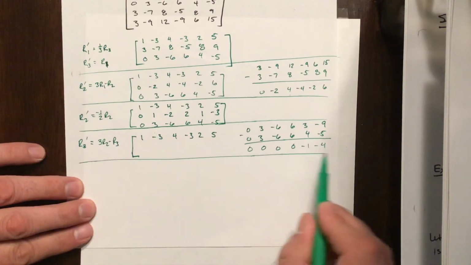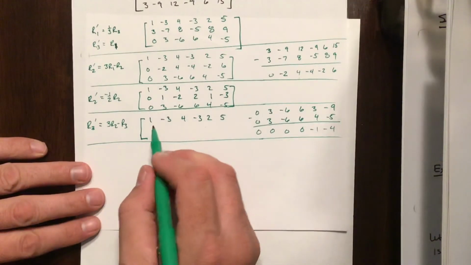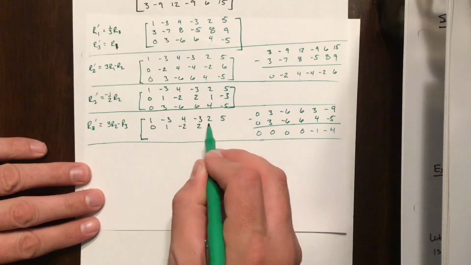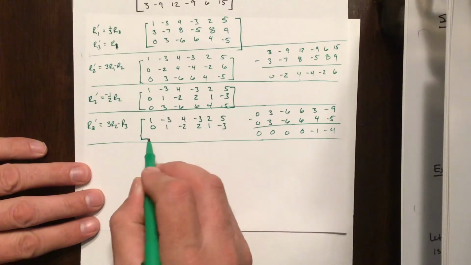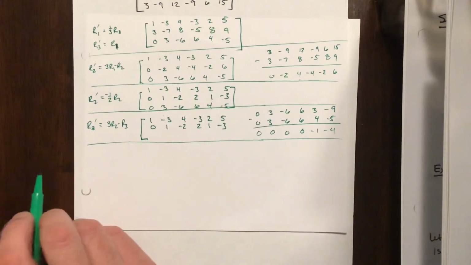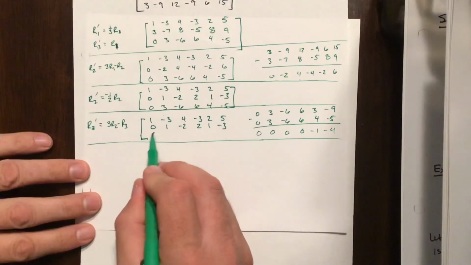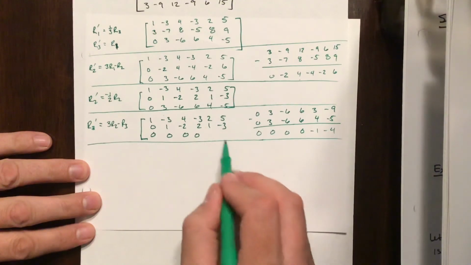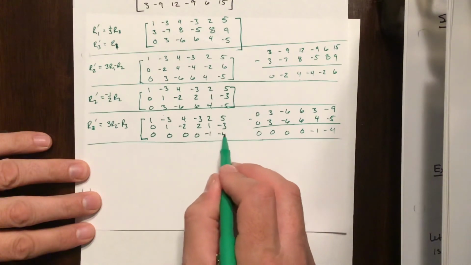Maybe this helps, who knows. Row 2 is 0, 1, negative 2, 2, 1, negative 3. And what's row 3? 0, 0, 0, 0, negative 1, and negative 4.